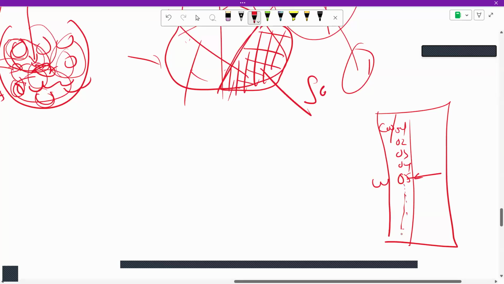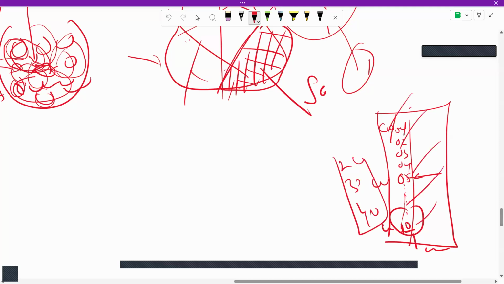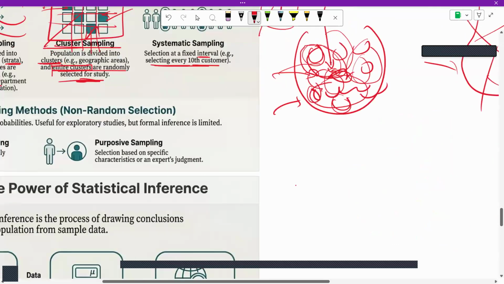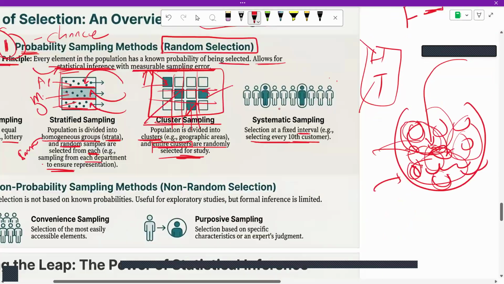Then 1, 2, 3, 4, 5, 6, 7. Then 10. Next, 15. Next, 20. Next, 35. Next, 40. So if anybody asks, how did you select? I select in a systematic manner. What is your system? I take this attendance sheet, I select each fifth student. That is systematic sampling.